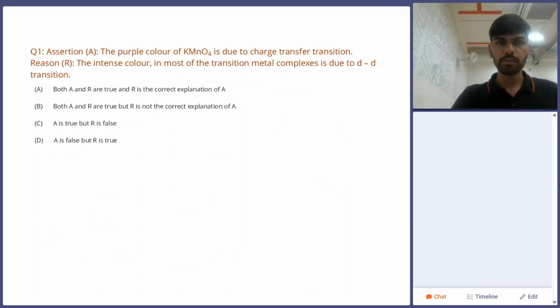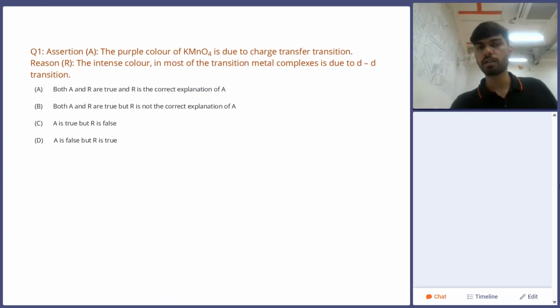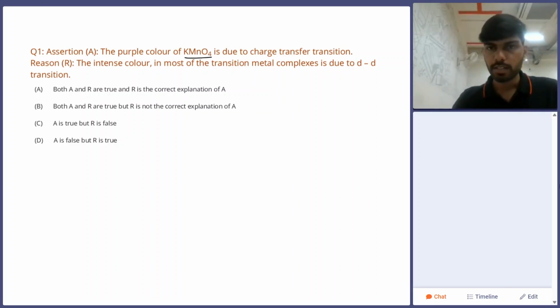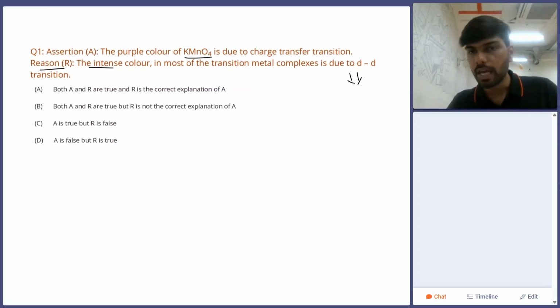Thank you. So first question: the purple color of KMnO4 is due to charge transfer complex. You can say it's a charge transfer transition. In the reason, they have given that the intense color in most transition metal complexes is due to d-d transition. First of all, I'll explain the reason, then I'll come to the assertion statement also.